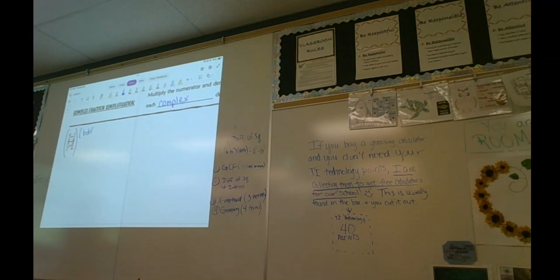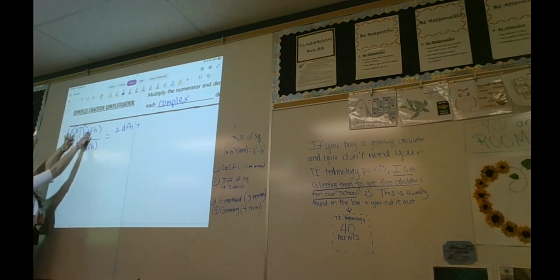BDFH over BDFH. Can you guys help me out with what this turns into when you distribute it? When you distribute it to the a over b, what's left? Chop off the b's, you're left with a dfh, plus the d's cancel, so you're left with cbfh, right?